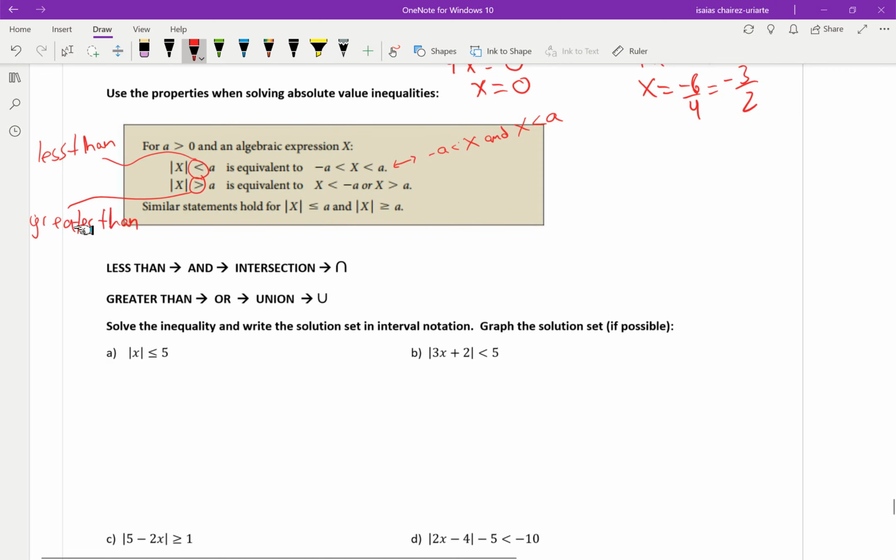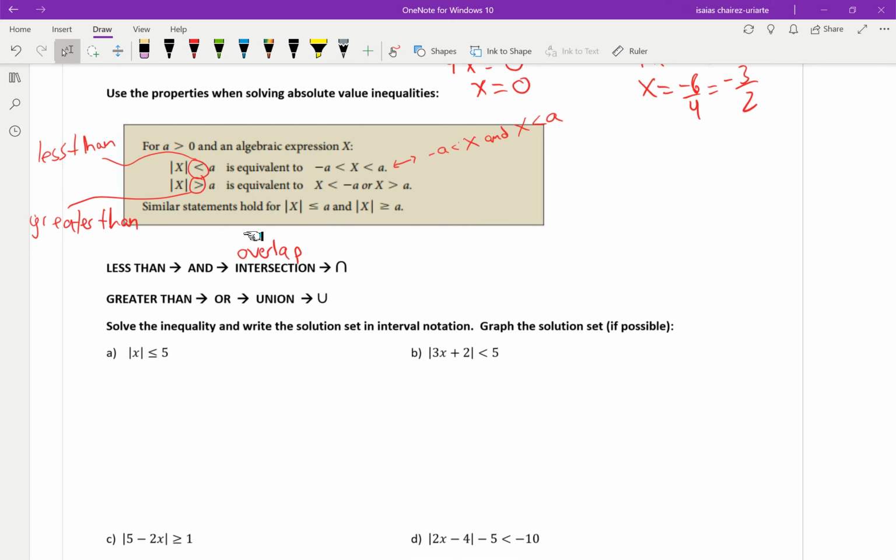That's of course if we are reading from left to right, but sometimes you have to read things from right to left, and then, well, things just change. Less than corresponds to "and," which means intersection. Greater than corresponds to "or," which means union. So intersection, you can also think of as overlap.